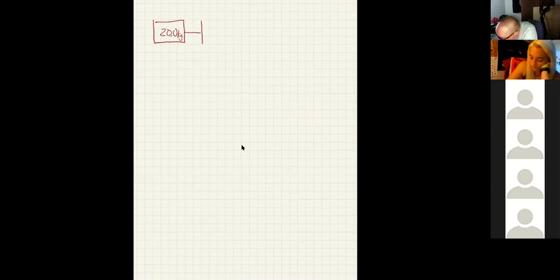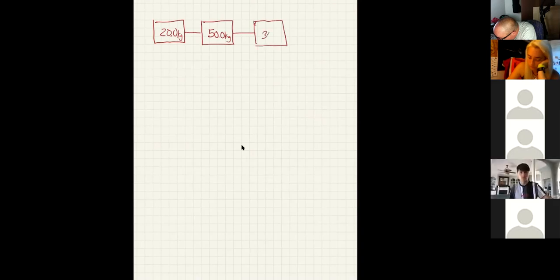All right, let's work another one now. And this one's kind of neat. I'm going to say we have a block of mass 20.0 kilograms attached to a rope, which is attached to a box that's 50.0 kilograms. And that's attached to another rope that's attached to a 30.0 kilogram block. They're sitting on a frictionless surface.